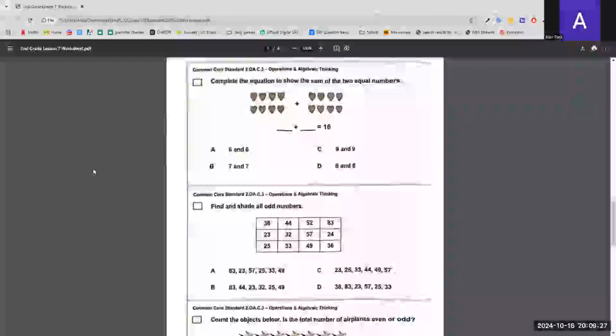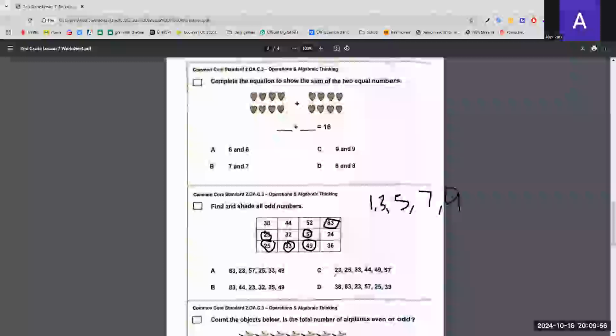All right, find and shade all odd numbers. So odd numbers are numbers that end in 1, 3, 5, 7, or 9. So if it ends in one of these, we'll circle it. 57, that's one of them. 49, 33, 25, 23, 83. And it seems like those are the only numbers.